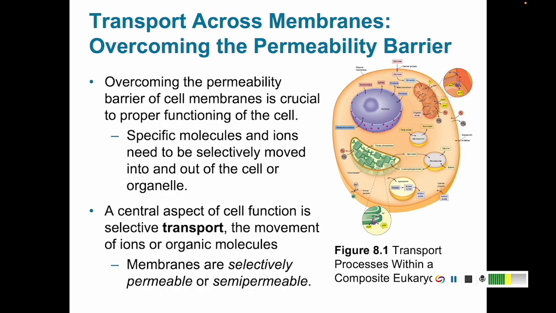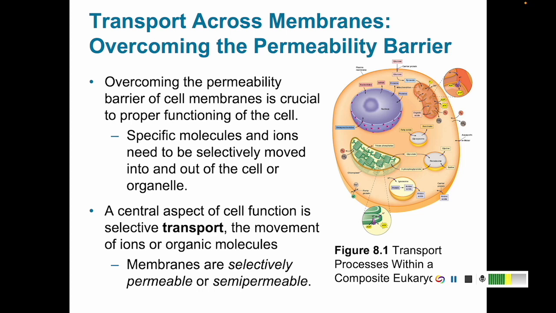So being able to overcome that permeability barrier is a crucial step of functioning for the cell. It needs to be able to move things in when it needs it and move things out when it needs it, but also to be selective about that. It doesn't want to move in waste, it wants to move in nutrients. And it doesn't want to move out the nutrients, it wants to move out the waste. So that selective permeability allows it to bring in the things that it wants to have in the cell and send out the things that the cell does not need for its proper functioning.